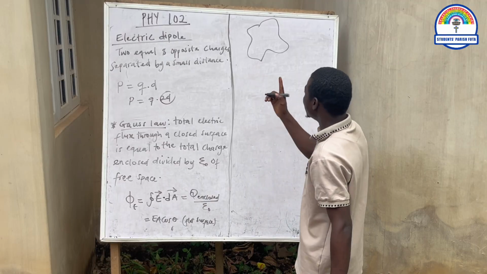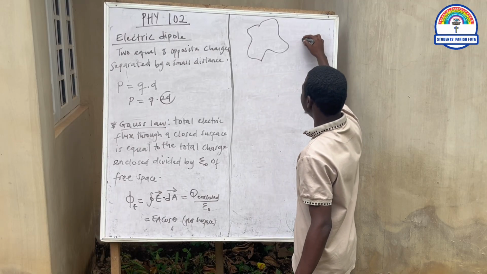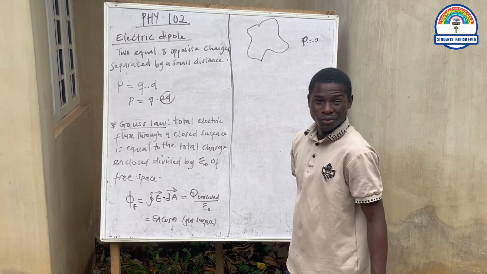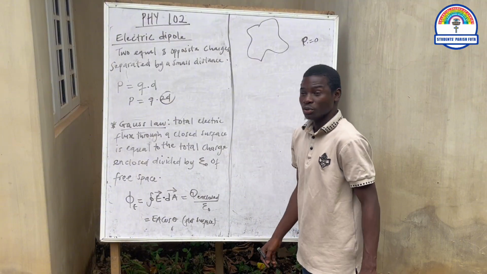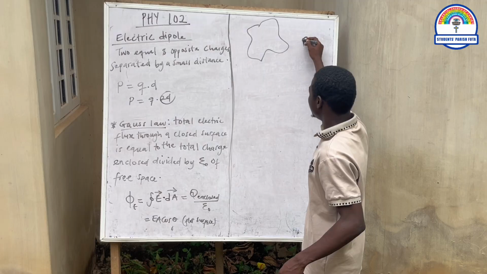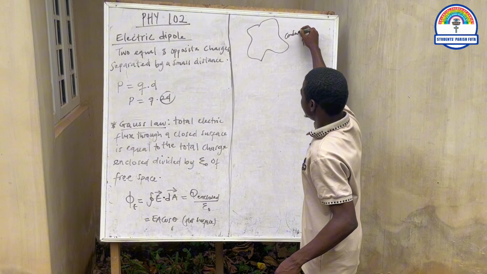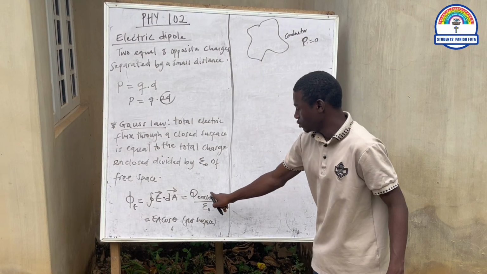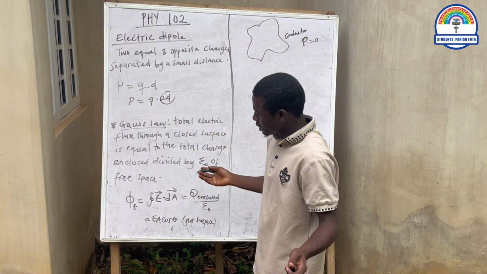Note that Q in a conductor is 0. So the total electric flux inside the conductor should be 0, because the charge in the conductor is 0. So 0 divided by whatever the permittivity is, that's 0.